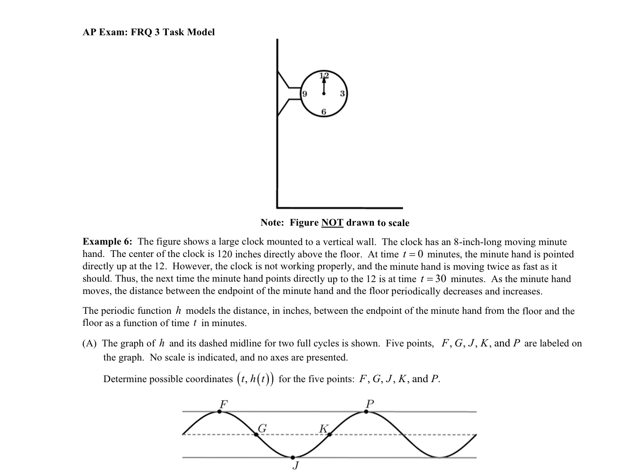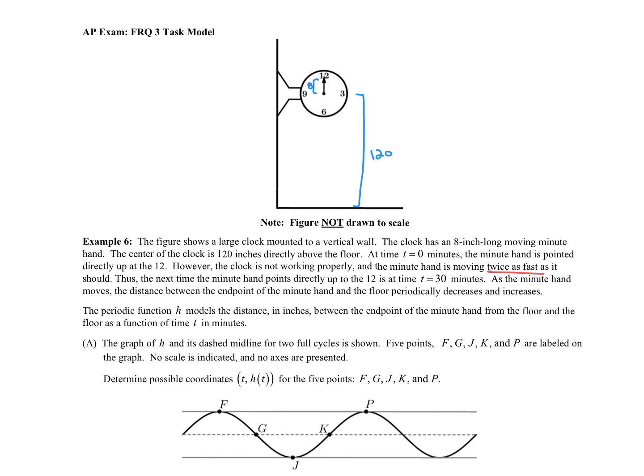The figure shows a large clock mounted to a vertical wall. The clock has an 8-inch long moving minute hand. The center of the clock is 120 inches directly above the floor. At the time t equals 0 minutes, the minute hand is pointed directly up at the 12. However, the clock is not working properly, and the minute hand is moving twice as fast as it should. Thus, the next time the minute hand points directly up to the 12 is at the time t equals 30 minutes. As the minute hand moves, the distance between the endpoint of the minute hand and the floor periodically decreases and increases. The periodic function h models the distance in inches between the endpoint of the minute hand and the floor as a function of time t in minutes.